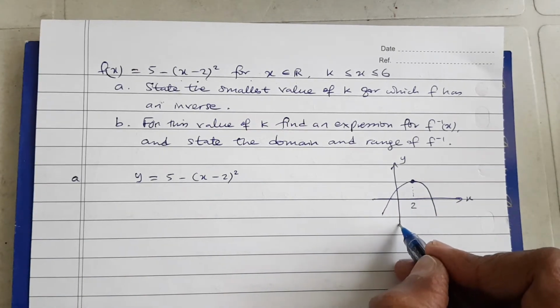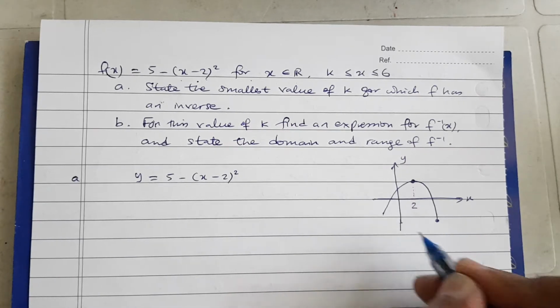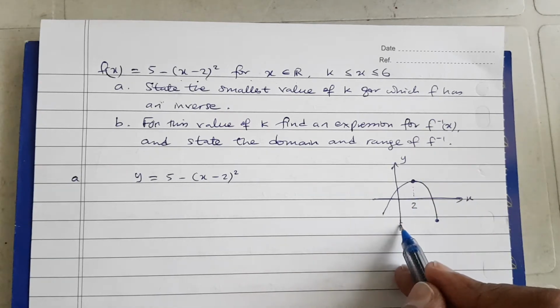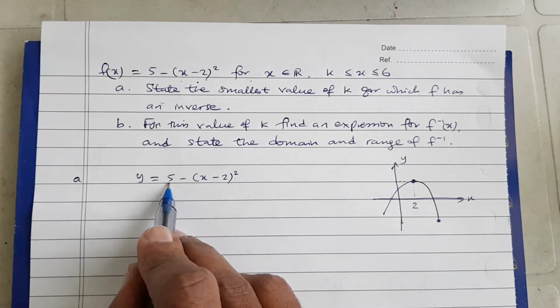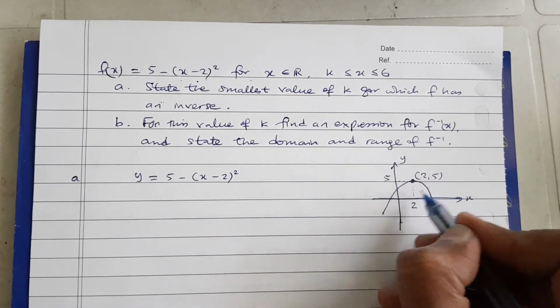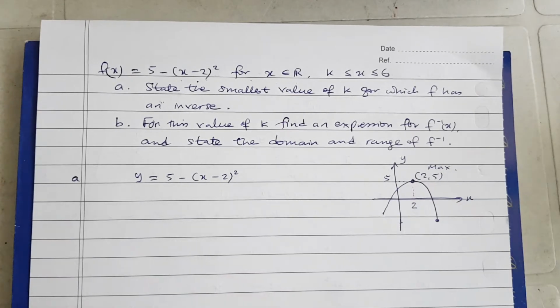And what about here? Where does this curve end? It should be ending somewhere there. But at the same time, what's the value of y? The value of y is 5. So I've got 5 here, so this is the point (2, 5). That's the maximum point on this curve. That's where the vertex is.